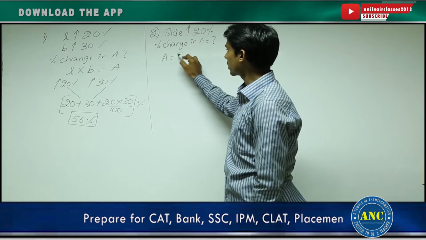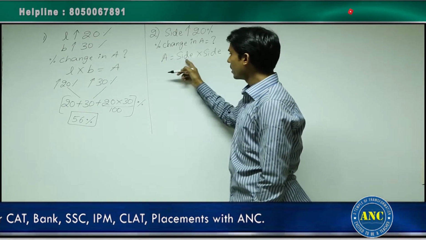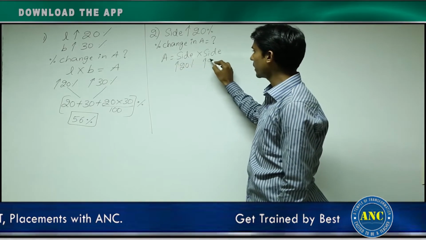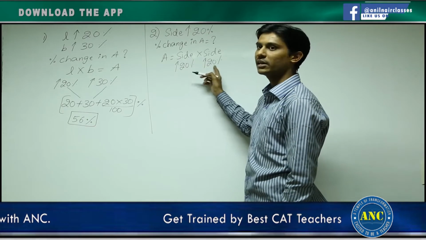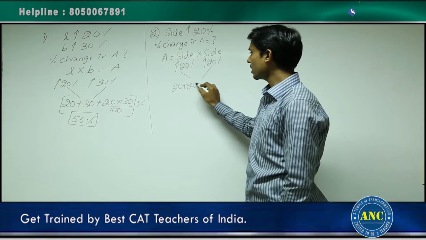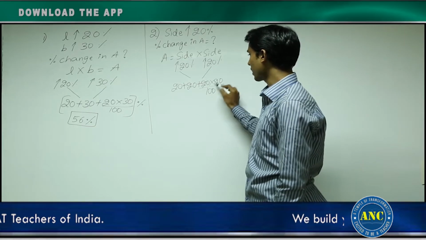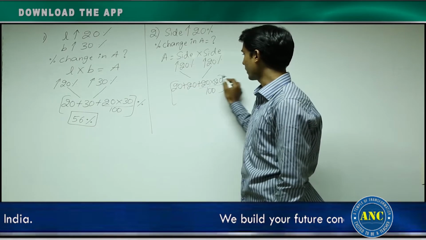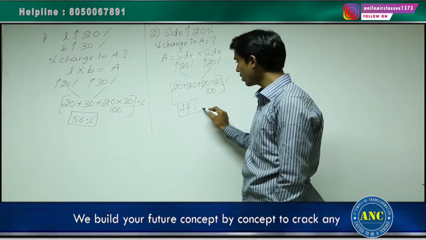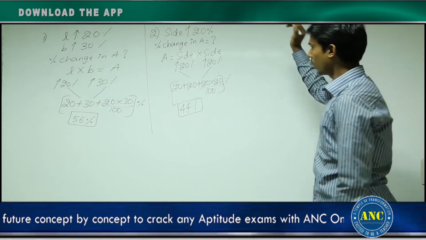Area of the square is nothing but side into side. Side increases by 20%. This side also increases by 20%. Two percentage changes are there, so apply successive percentage. It becomes 20 plus 20 plus 20 into 20 divided by 100%. If you simplify, you will get 44%. Percentage change in the area of the square is 44%. Clear with application? One more question.